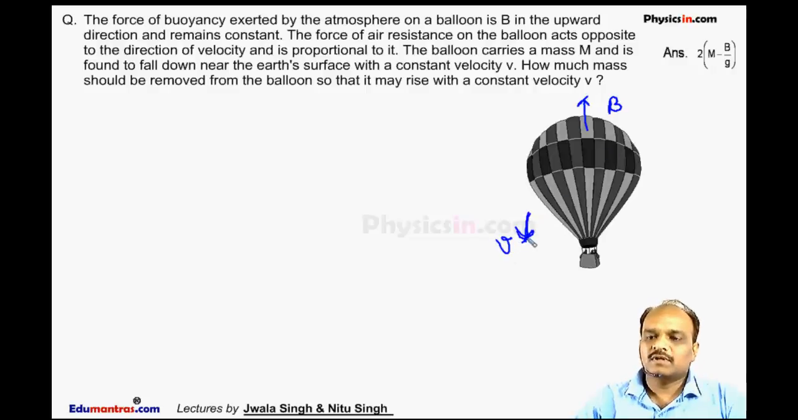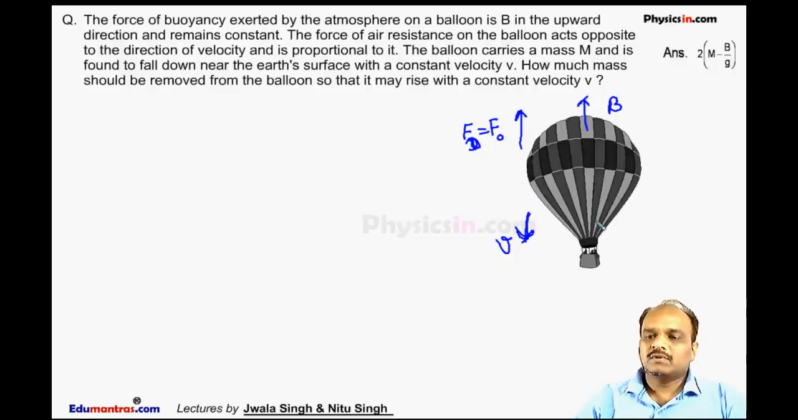Since it is going downward, the drag force will act upward. Let this drag force be F naught. This is the drag force, the air resistance force. The question says the drag force always acts opposite to the velocity of this balloon, so the drag force here is acting upward.